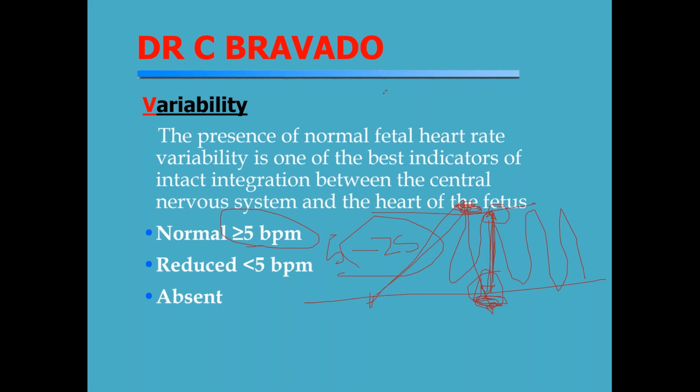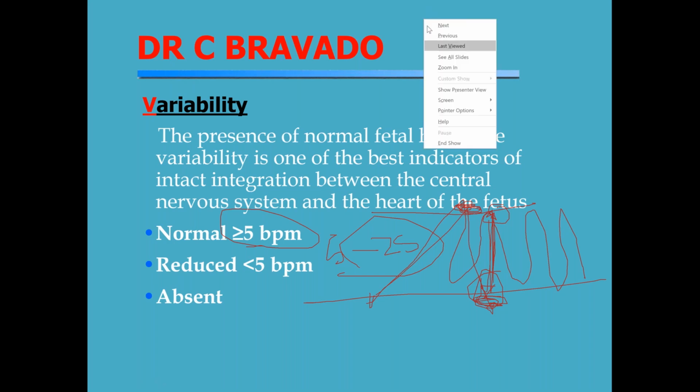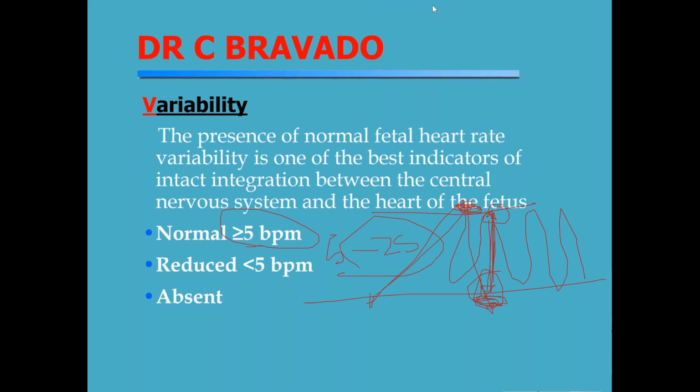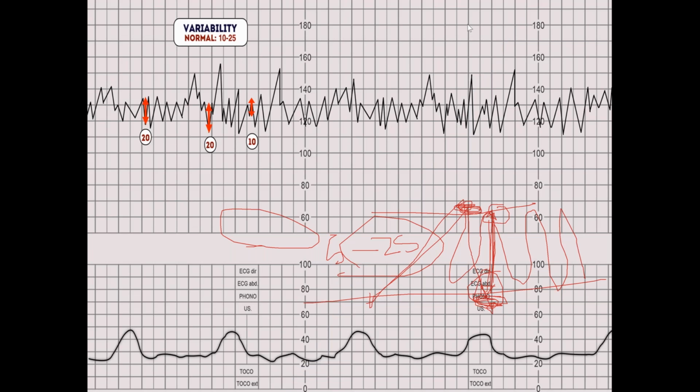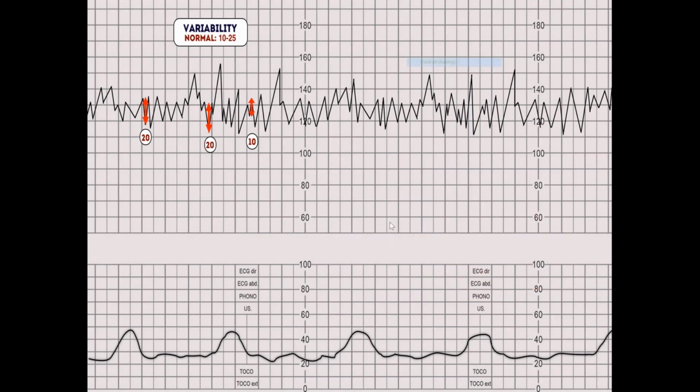So variability, in simple words, is the competition between the sympathetic and parasympathetic to control the fetal heart rate. Okay. So this is about variability.